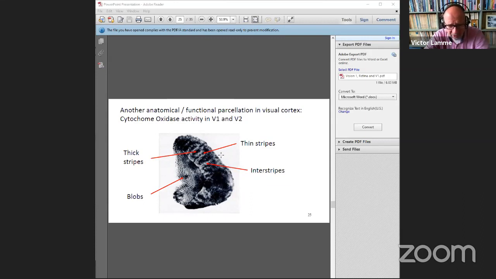Now, why you have more activity of this enzyme here than in the white regions, we don't really know, but that's just an anatomical feature of primary visual cortex and V2. So that's another, primarily anatomical, parcellation of visual cortex. Again, we're looking on top of visual cortex here.